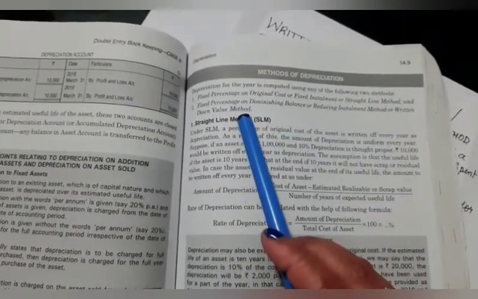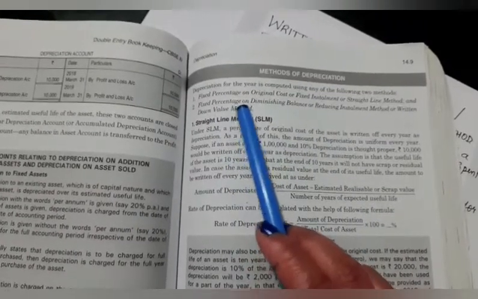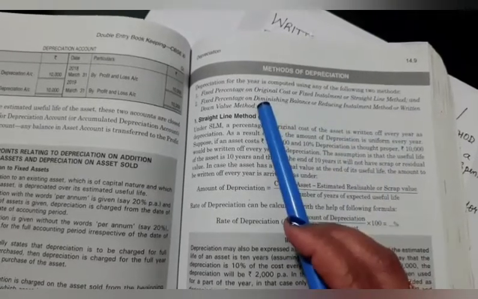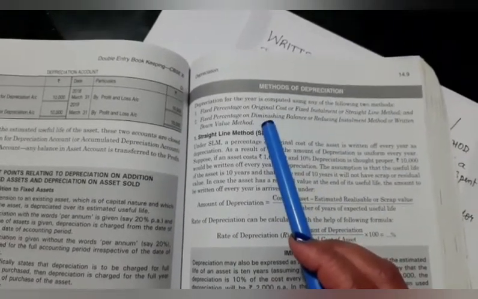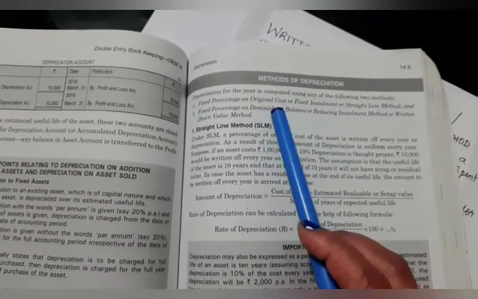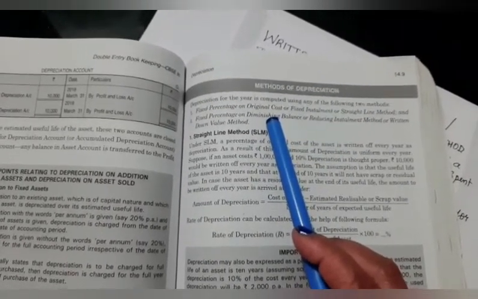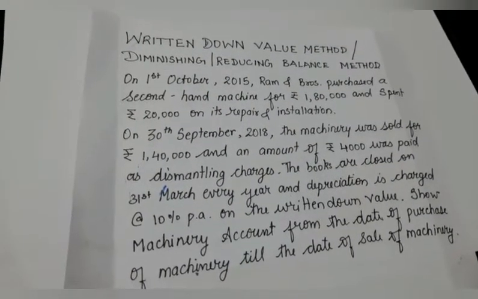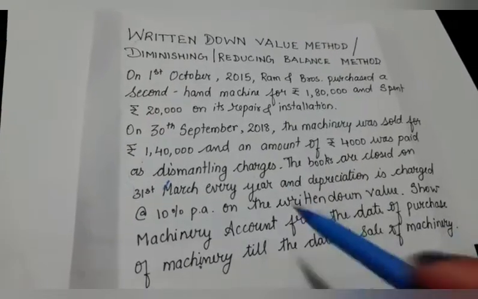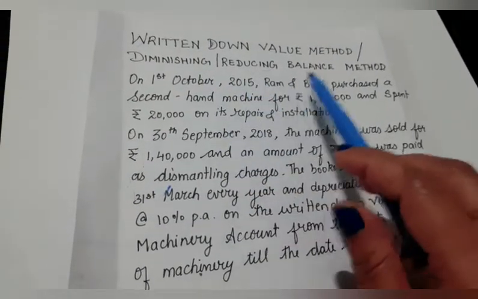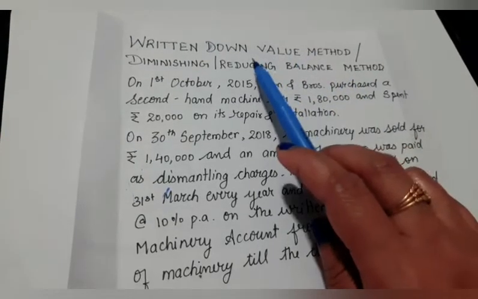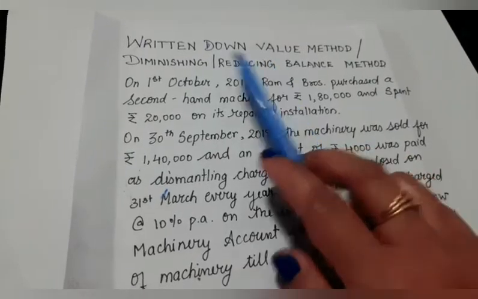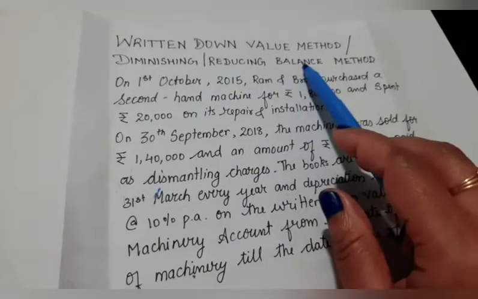Today, now let us discuss the fixed percentage on diminishing balance or reducing installment method, or written down value method, as it is known, the computation of depreciation with the second method. Let us discuss with the help of a problem. Students, here is the problem from the written down value method, which is also known as diminishing or reducing balance method. Okay, so you should remember all these different names of this particular method: written down value method, diminishing balance method, or reducing balance method.